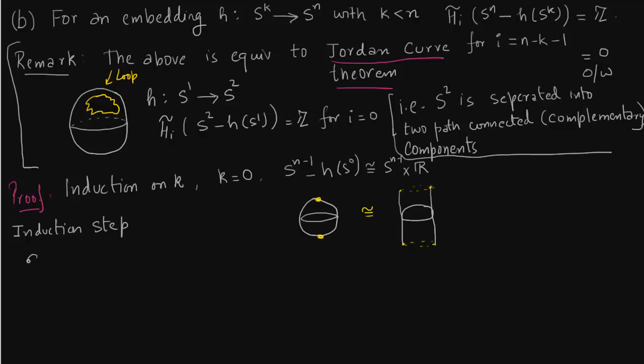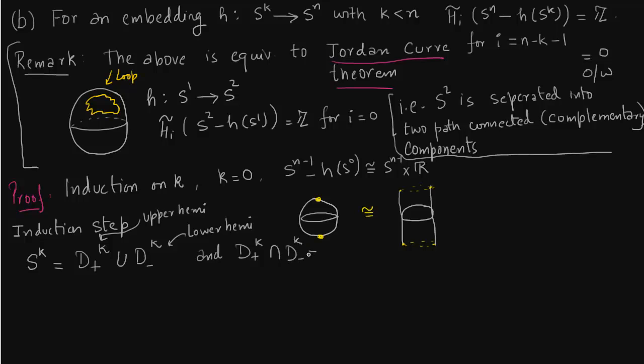Now from h(S0), we want to go to h(S^K). So write a sphere as a union of its upper and lower hemisphere. So we are producing two disks. You can already imagine that we are using these two disks because now we want to use the proposition somewhere. So we have the upper hemisphere and lower hemisphere, and their intersection is just the equator, S^(K-1). From the first step itself you can say S^N minus h(S0) equals S^(N-1) times R, so you can see the homology groups there exactly agree with what we have written in B.